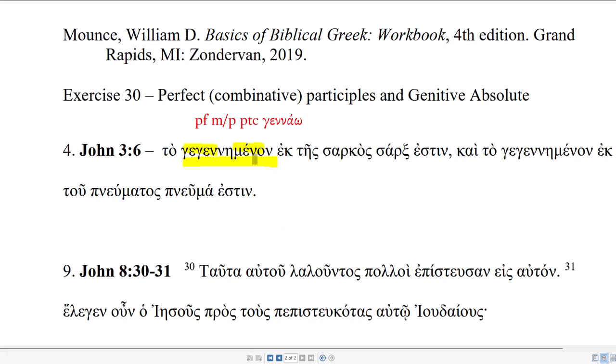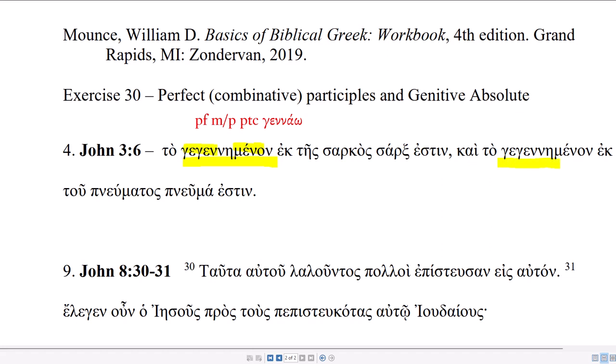If it was masculine, we might say the one who has been born. But in this case we're talking about neuter, so it's more like the thing that has been born, or what has been born. He's talking about a generic principle. And then, ek tes sarkos, out of flesh, sarx estin. I think we looked at this verse when we were looking at third declensions a while back. So, ek tes sarkos, nice third declension noun, out of the flesh, is flesh. So what has been born out of the flesh is flesh.